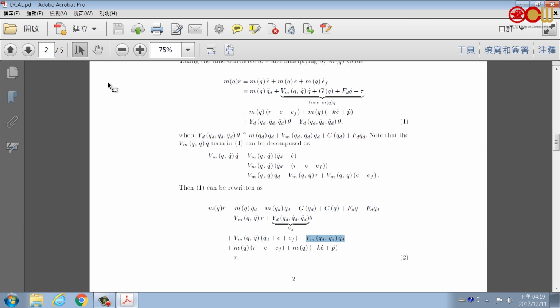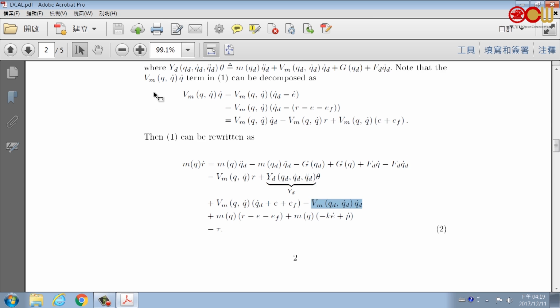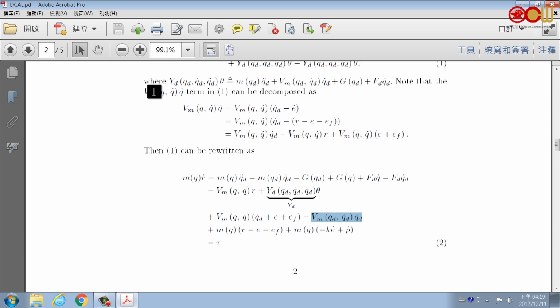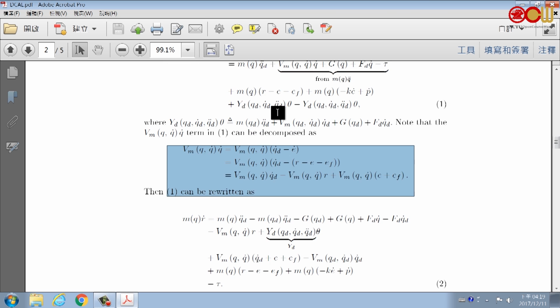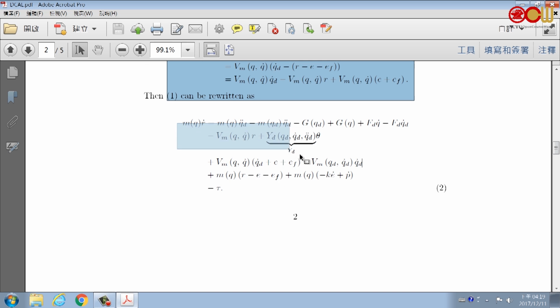Can you see this? The board is not large enough to let me put all the equations on the board. So using this equation, and substituting back to here, and using that relation and substituting back to the first equation, you can get this.